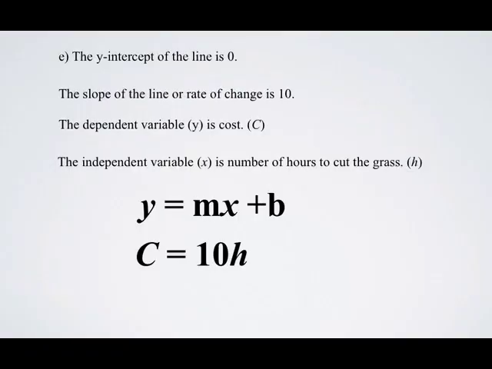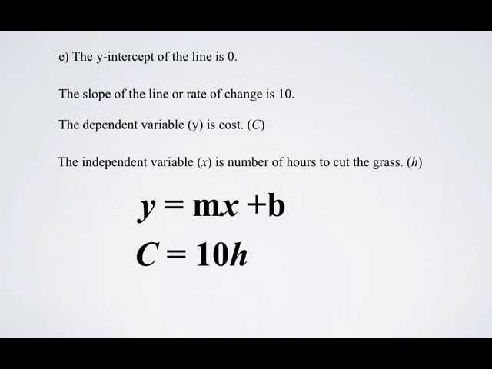Part E, write the equation where C represents cost and H represents number of hours to cut the grass. For Company A, the y-intercept of the line is 0. That's because it's a direct variation. We know the slope of the line, or the rate of change, is 10, which represents the $10 per hour they charge to cut the lawn.